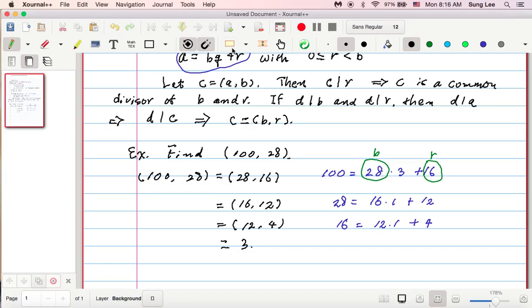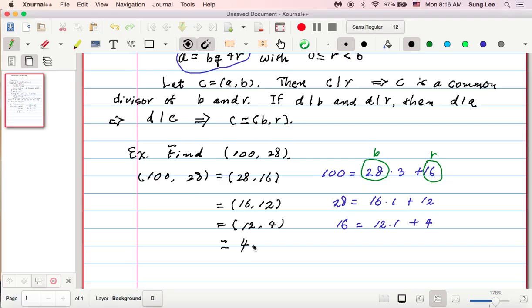No, I'm sorry, what am I talking about? 4 divides 12. I'm sorry, so it's actually 4, right? 4 is a divisor of 12. So the GCD equals 4.